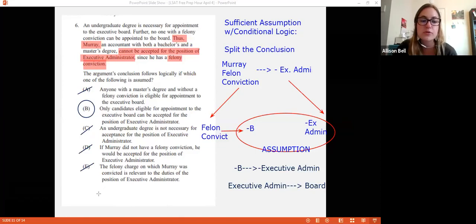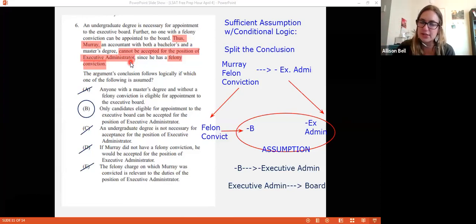As I mentioned, there are other ways to arrive at this besides formal logic. Some of you may have noticed when you got to the conclusion that there was this new idea of an executive administrator, and that is often a signal of an assumption. If they bring something up in the conclusion that's totally new, you want to ask yourself, where did that come from?